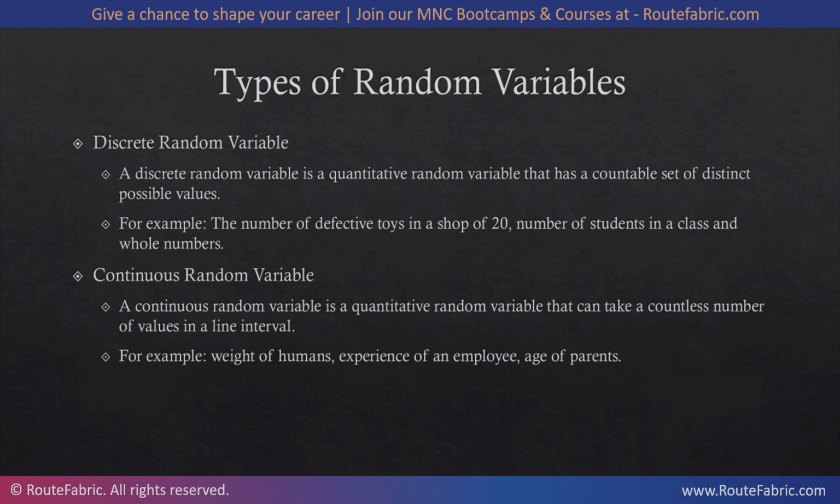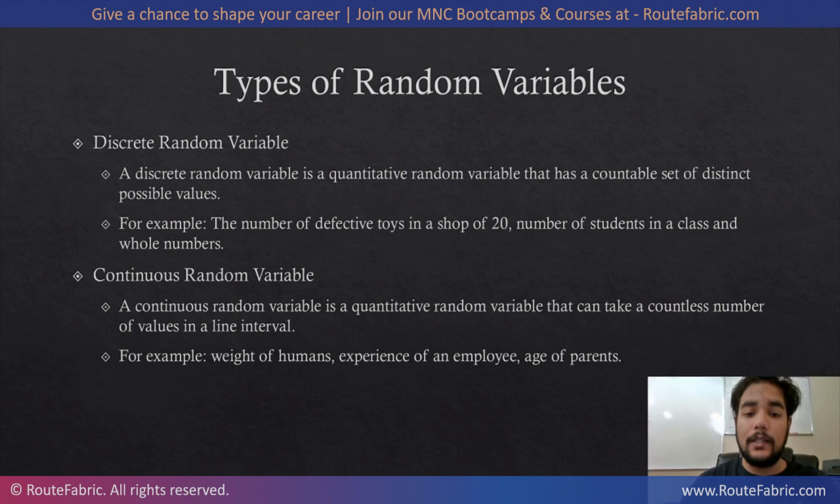Whereas a continuous random variable is also a quantitative random variable but can take a countless number of values in a line of intervals. For example, this can be the weight of a human. It can be 100 kgs or 200 pounds or 200.5 pounds or any value. Usually for continuous random variables, decimal numbers are used.